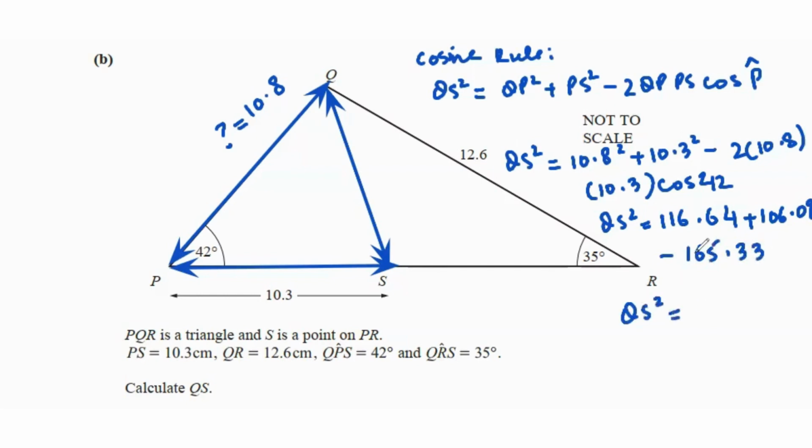And now we add and subtract them. 116.64 plus 106.09 minus 165.33. That's 57.4. Take the square root on both sides and QS is going to equal 7.58 centimeters.